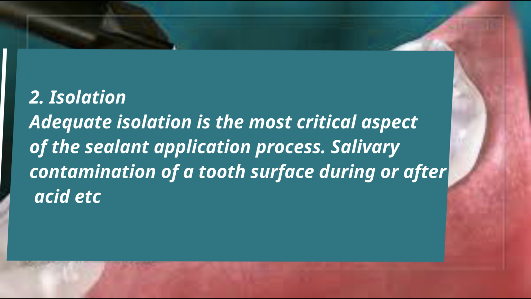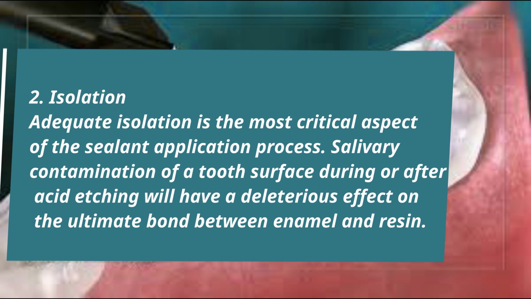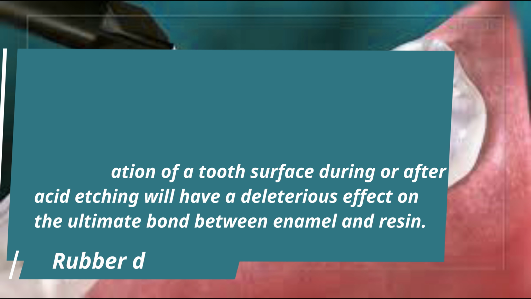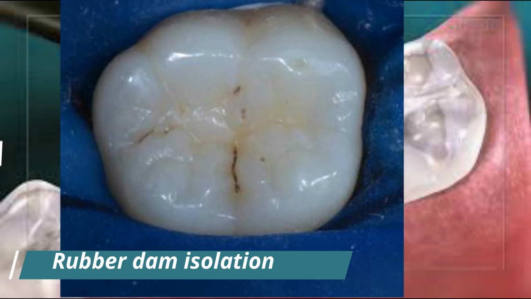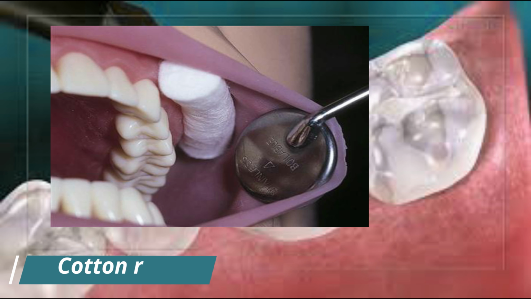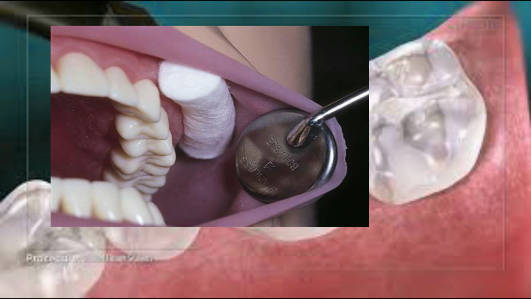Step 2 is the isolation of the tooth. Adequate isolation is the most critical aspect of the sealant application process. Salivary contamination of a tooth surface during or after acid etching will have a deleterious effect on the ultimate bond between enamel and resin. The rubber dam, when properly placed, provides the best, most controllable isolation, and for an operator working alone, it ensures isolation from start to finish. In the absence of a rubber dam, cotton roll isolation should be ensured.